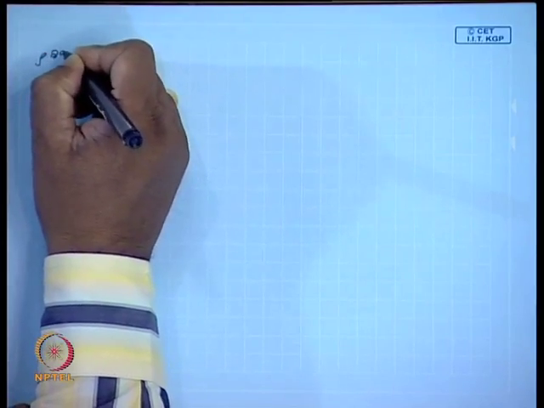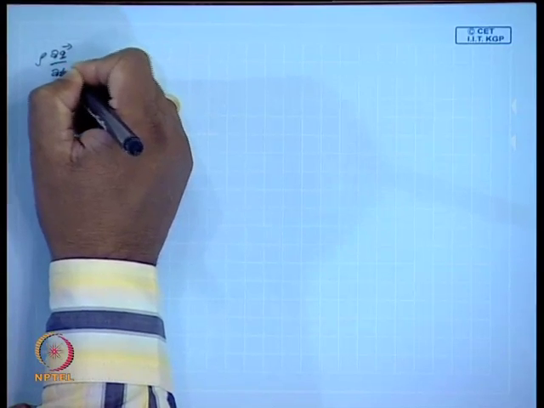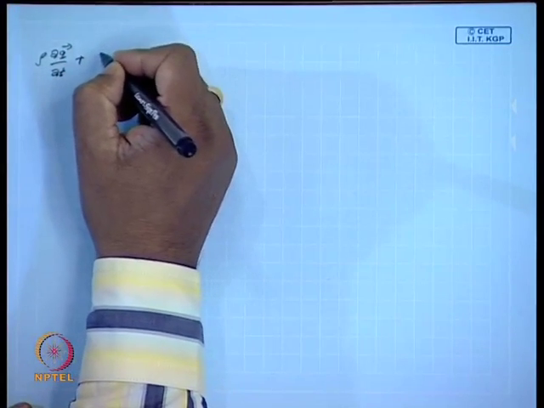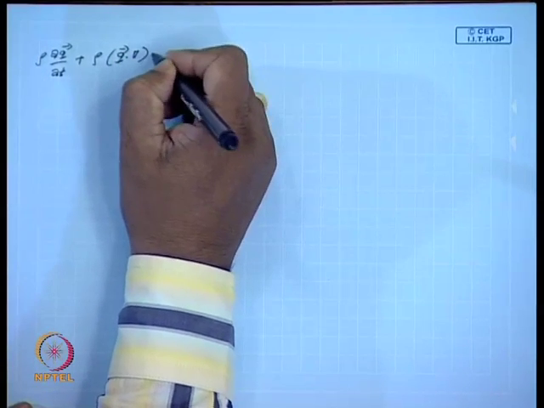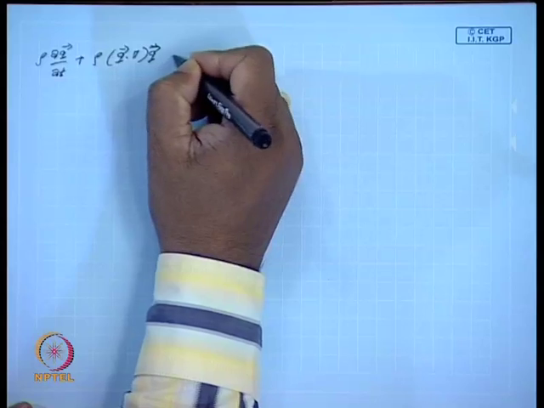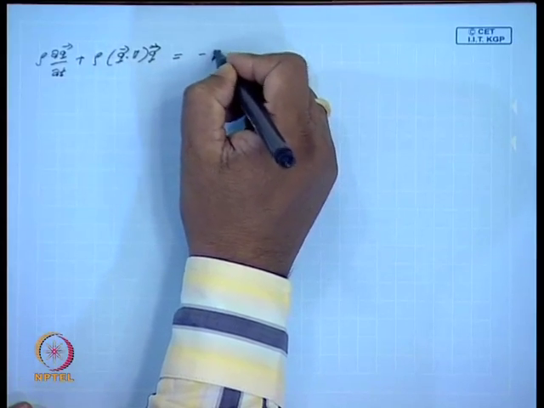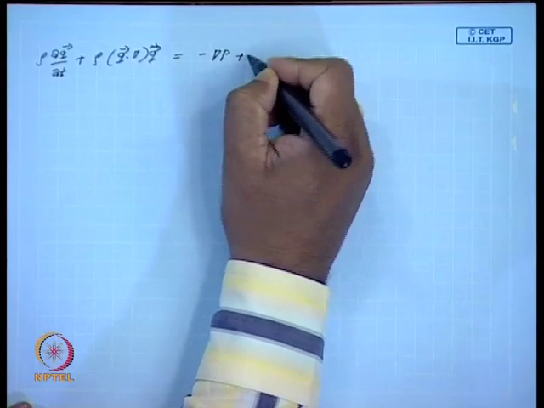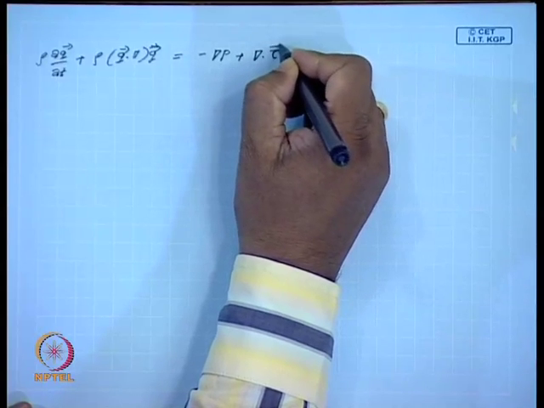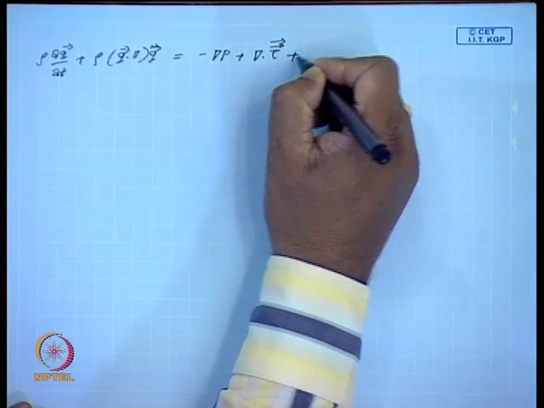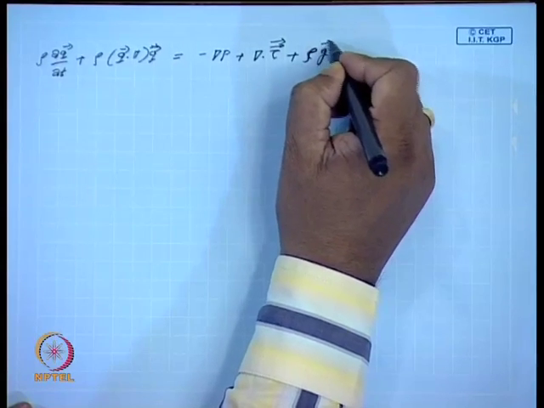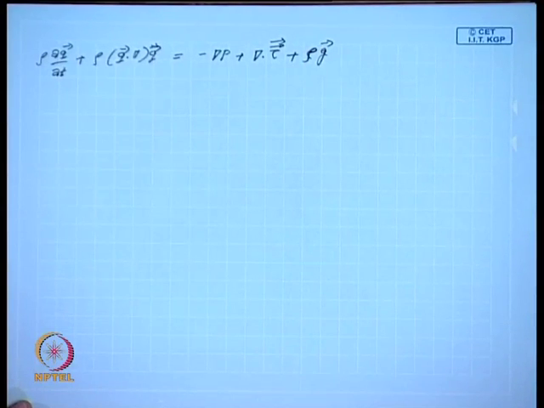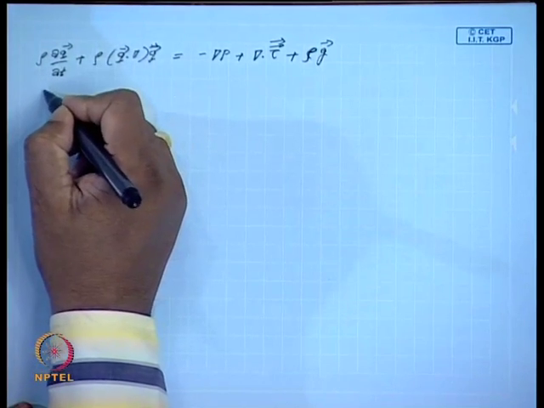Now, if I simplify this further, then rho del q bar divided by del t plus rho into q bar dot del q bar, this is the left side part, and the right side becomes minus grad p plus divergence of tau double bar plus rho g bar.